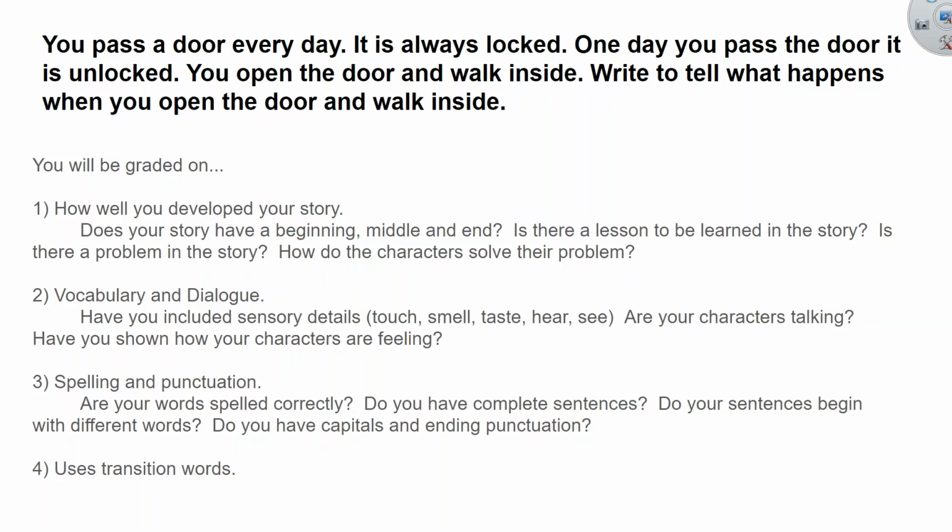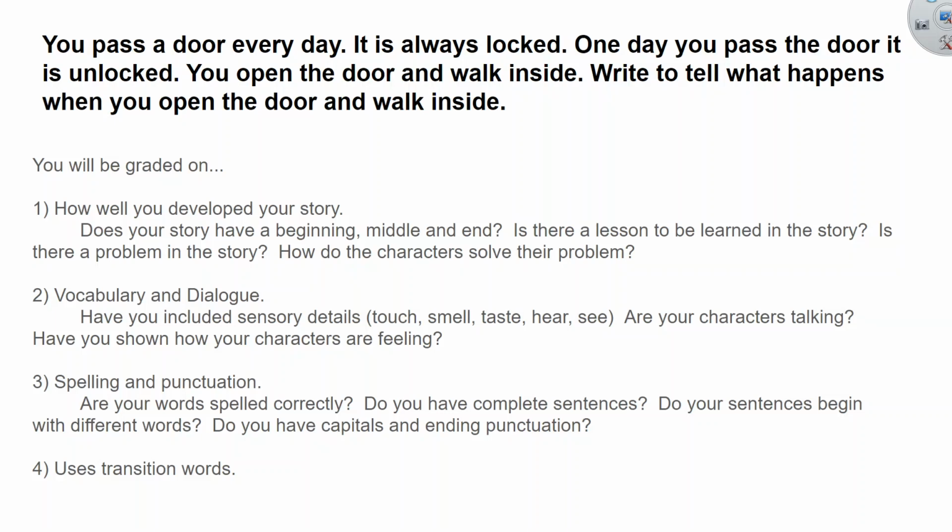Are the characters talking? Have you shown how your characters are feeling? Remember, you're showing me what they're feeling. You're not telling me that they're excited. You're showing me that they're excited.